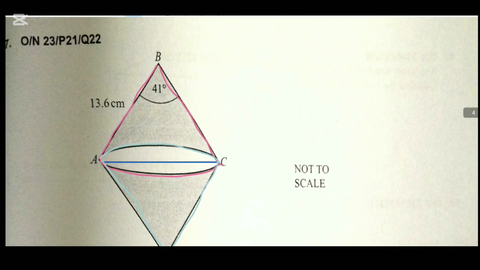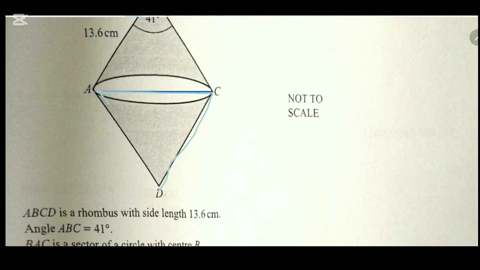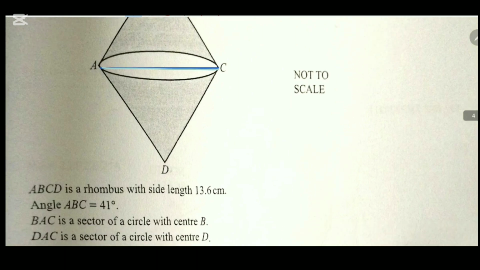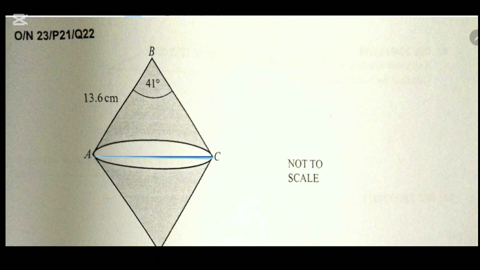And what about the triangles? You can see two triangles here as well. This is a triangle. This is also a triangle, and the other triangle is this one, ACD. So there are two triangles here and two sectors of a circle. So how to solve it? First of all, we have to find the area of the triangle.